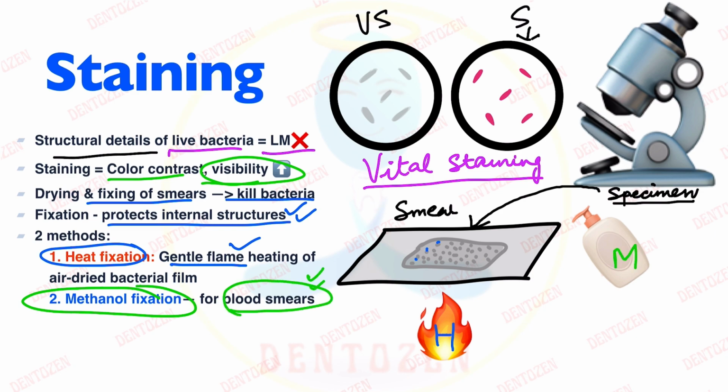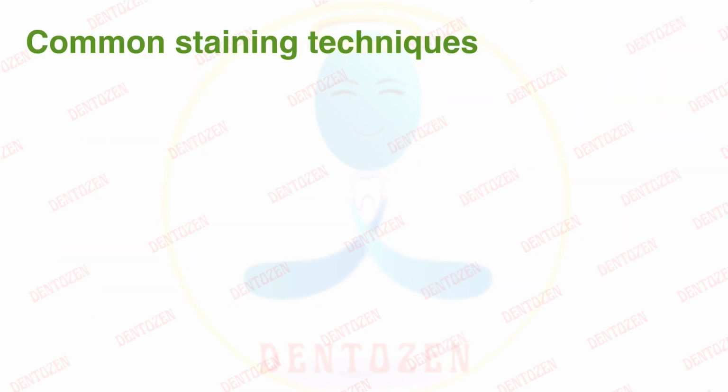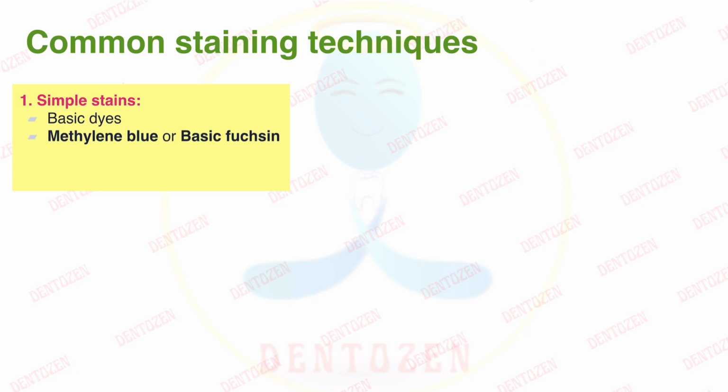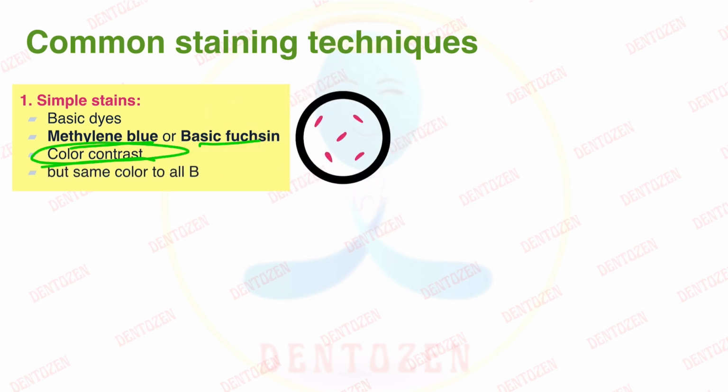So now we have prepared our smear and fixed our smear. Now we are going to do the staining. Let's see the common staining techniques. First is simple stains. Basic dyes are used like methylene blue or basic fuchsin. They will give a color contrast to bacteria, but all bacteria will take up the same color, as we can see here. So that is simple stains.